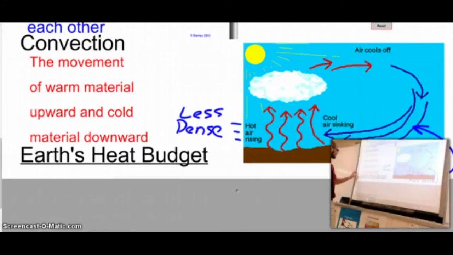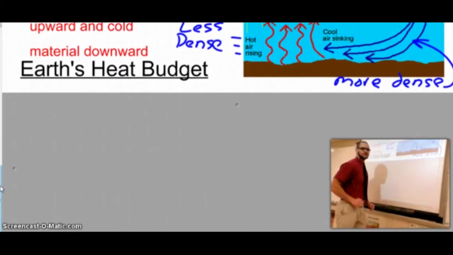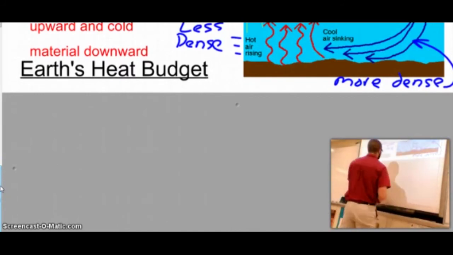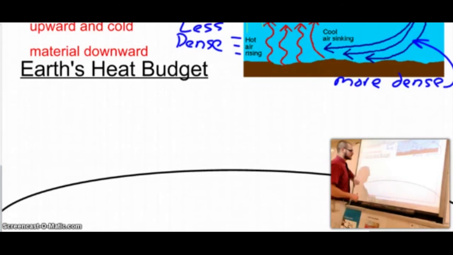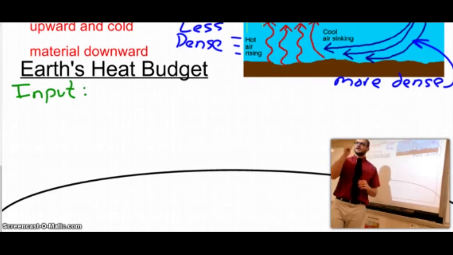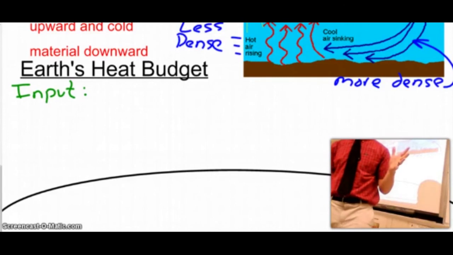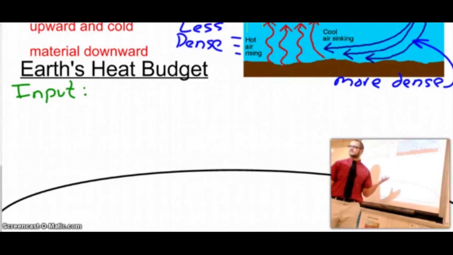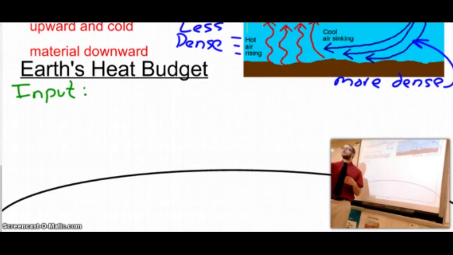Okay, onward to the last point, Earth's heat budget. This is the point of what we've been doing here, Earth's heat budget. So we have basically a blank Earth here. What are the inputs to this system? So an input, okay, if I gave you $10 and you spent $10, what would be happening to your money supply? You gain a toy. Okay, you wouldn't be saving any money though, right?